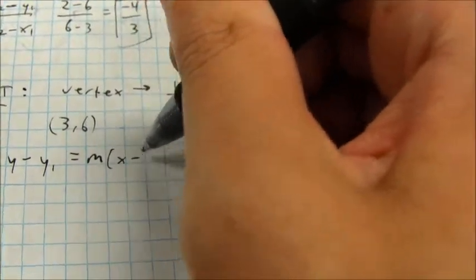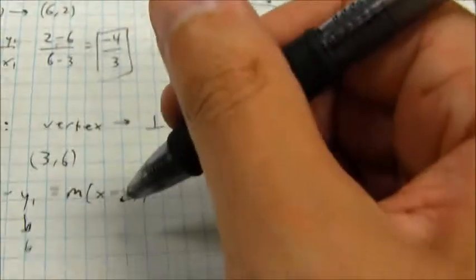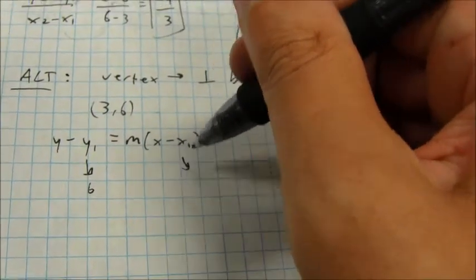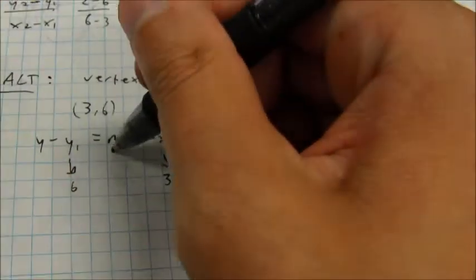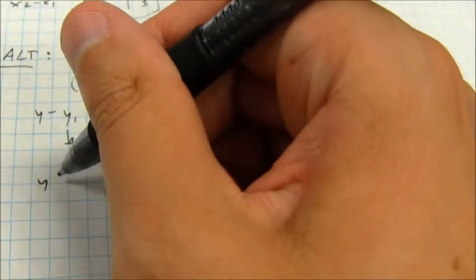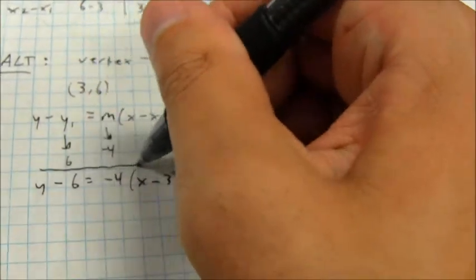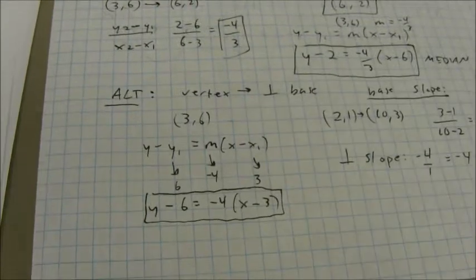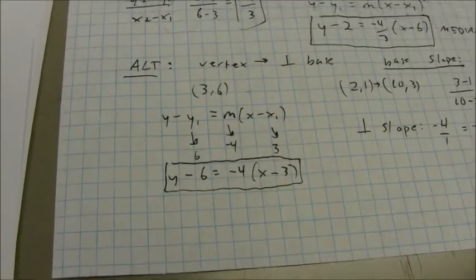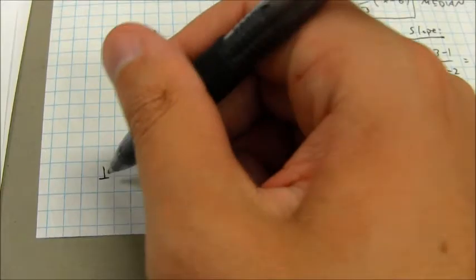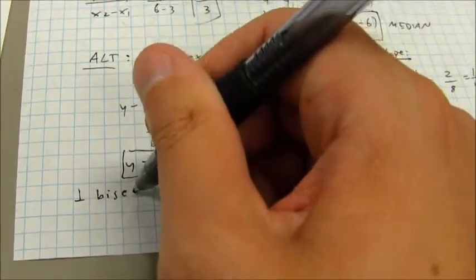y minus y1 is equal to the slope times x minus x1. I can put in my y-coordinate of 6, I can put in my x-coordinate of 3, and I can put in my slope of -4, and the final equation is y minus 6 equals the slope times x minus 3. Now I could have also used my midpoint. That's completely okay, but that is an equation for my altitude line, and again you could put it in slope-intercept form. Finally, the perpendicular bisector.